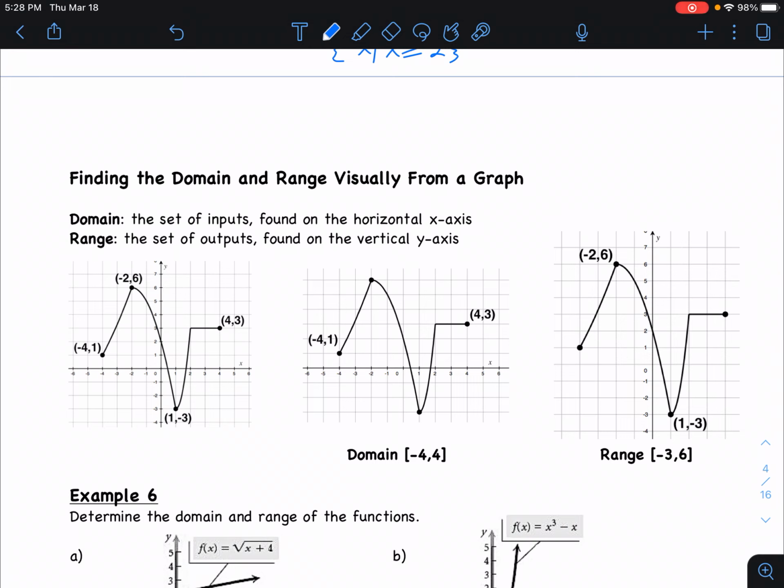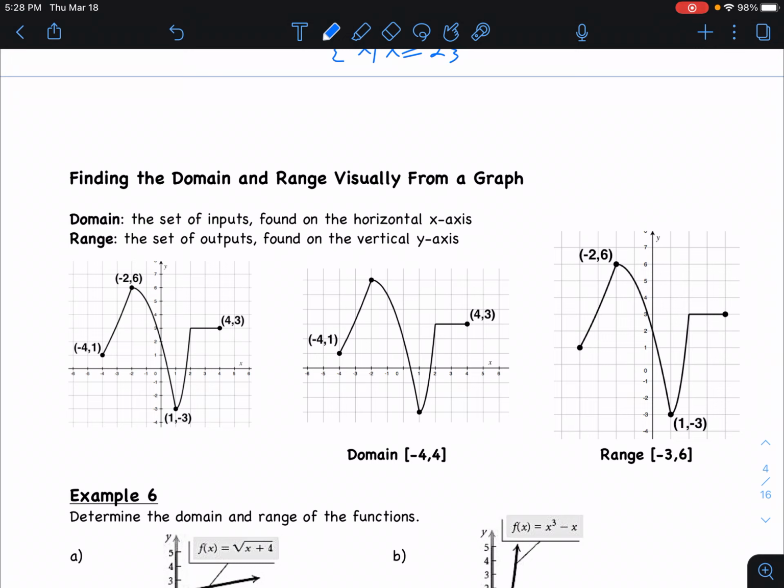Just be patient. So remember, the domain is the set of inputs. Really, it has to do with the x coordinates, so found horizontally on the x-axis. And then the range has to do with the y coordinates. It's the set of outputs found on the vertical y-axis.